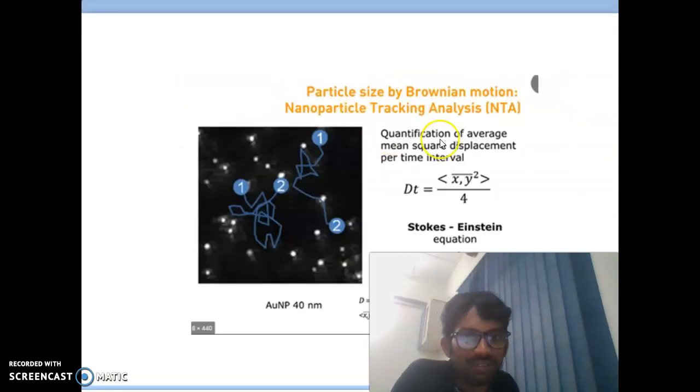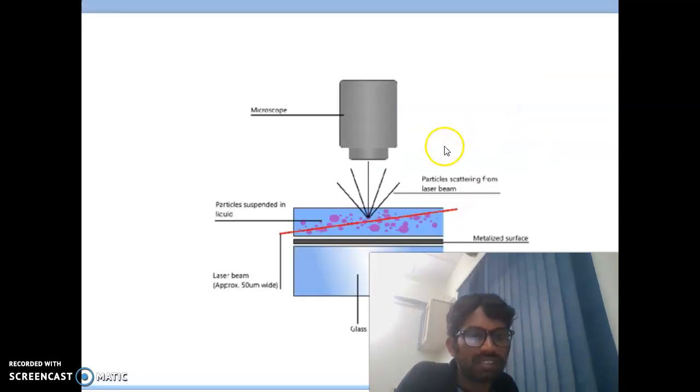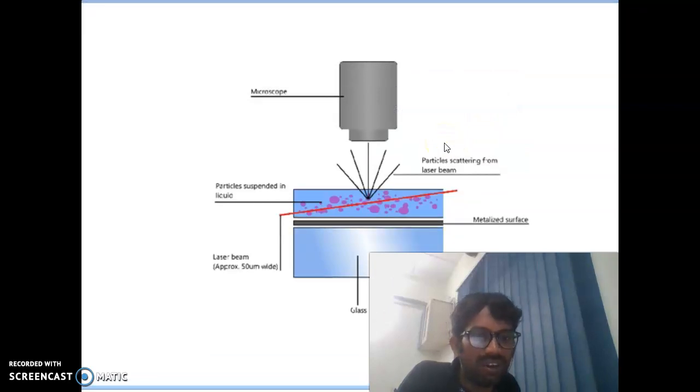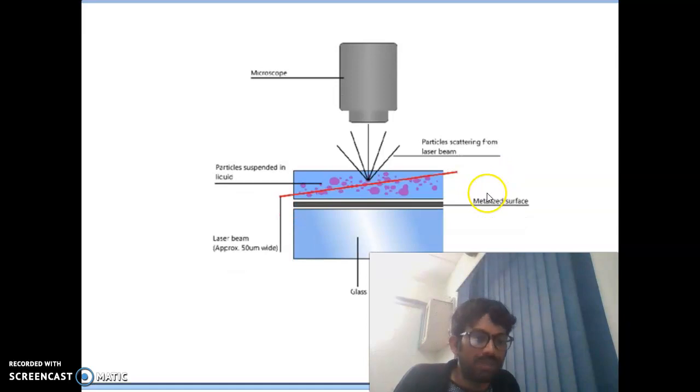Next, the particle size by Brownian motion is determined by nanoparticle tracking analysis using the Stokes-Einstein equation. This is a gold nanoparticle of 400 nanometer. You can use this formula to find the particle size, and this is the schematic diagram. Earlier also you saw in this slide clearly the microscope and the particle suspension in the liquid, then the laser beam, then glass and metallized surface, and particle scattering from the laser beam.